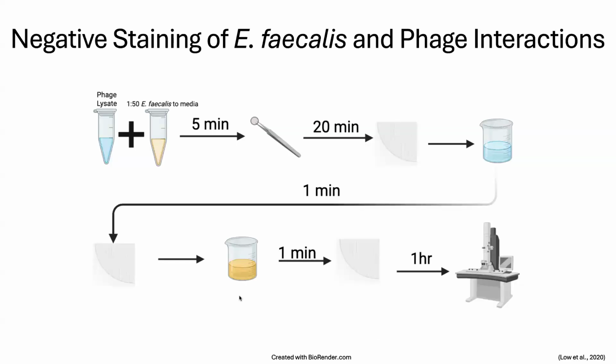So then we wanted to image the bacteria and the phage together. To do so, we took our phage lysate and we combined it with a 1:50 ratio of E. faecalis to media. We left it in a tube for about 5 minutes. Then we added a drop of that mixture to a grid and let it sit for a full 20 minutes, just to allow for everything to attach to the film that's on that grid. Then we went through the same process that we did before with the removing of unattached bacteria and phage with the water, and then staining with the uranyl acetate before imaging on the TEM.